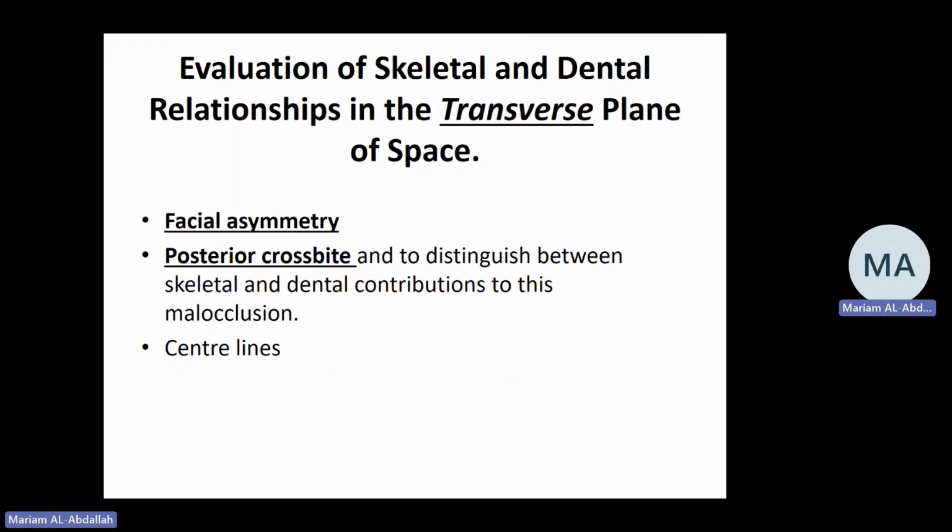Right, so in the transverse dimension, what do I need to mention in terms of the skeletal? Of course, the symmetry of the face and the symmetry of the jaws. In terms of dental, the transverse relationship includes the center line and posterior crossbite. So I need to list this, if present, in this part of the list, under this subheading.